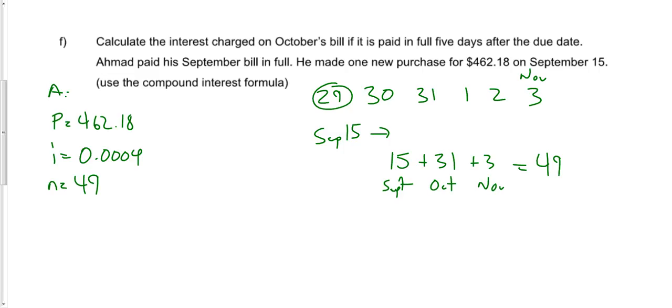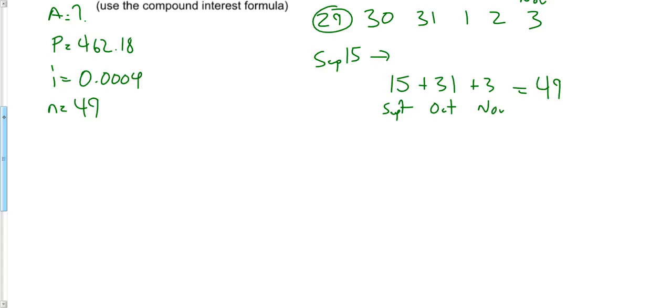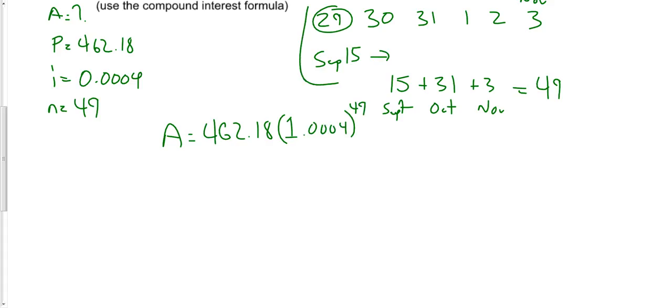So we're trying to figure out his A value. Let's go through and plug that information in. 462.18 times 1.0004 to the exponent 49. So the total amount of money that he's going to owe is 462.18 times 1.0004 raised to the exponent 49. So he's going to owe $471.33 at the end.